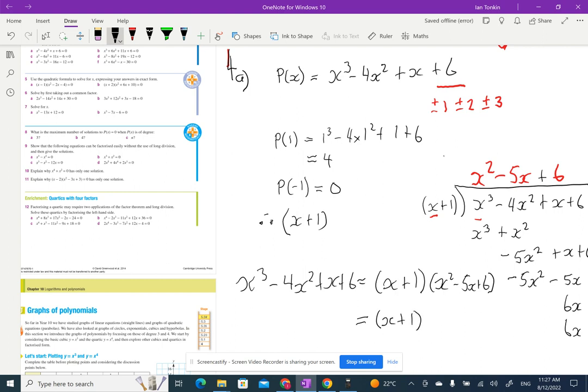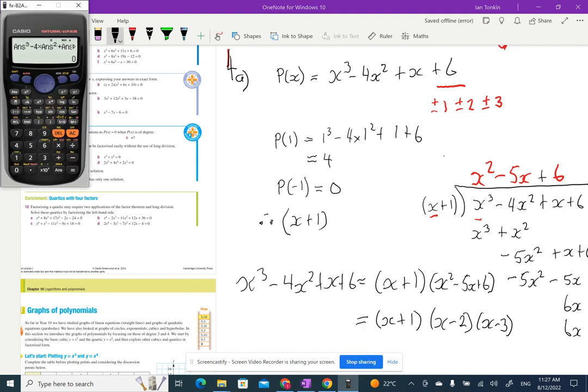Now, I can factorise that quadratic because I know how to do that. What multiplies out to 6 and adds up to negative 5? And they've both got to be the same sign. And I'm thinking x minus 2, x minus 3. All right?